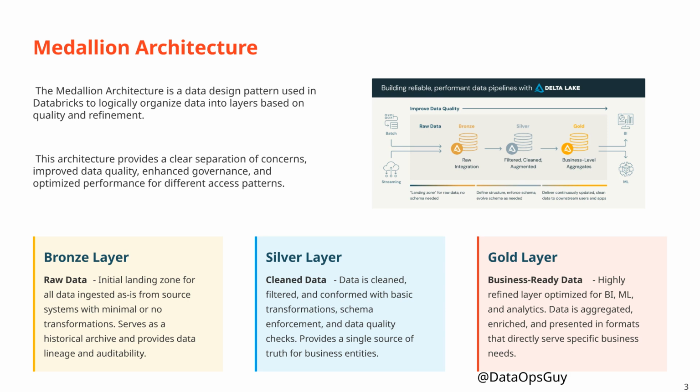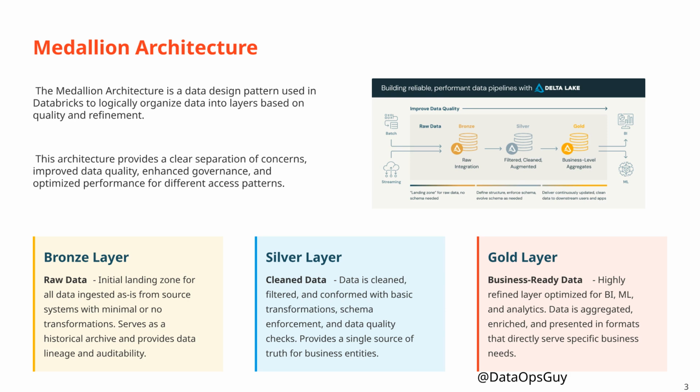This architecture consists of 3 main layers. The bronze layer serves as the initial landing zone for all raw data, ingested as is from source systems with minimal or no transformations. It acts as a historical archive providing data lineage and auditability. The silver layer contains cleaned, filtered, and conformed data with basic transformations, schema enforcement, and data quality checks applied. This layer provides a single source of truth for business entities.